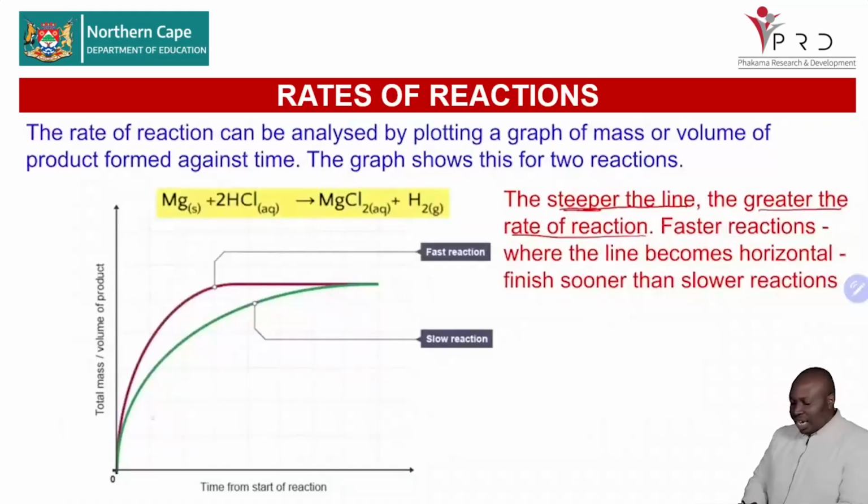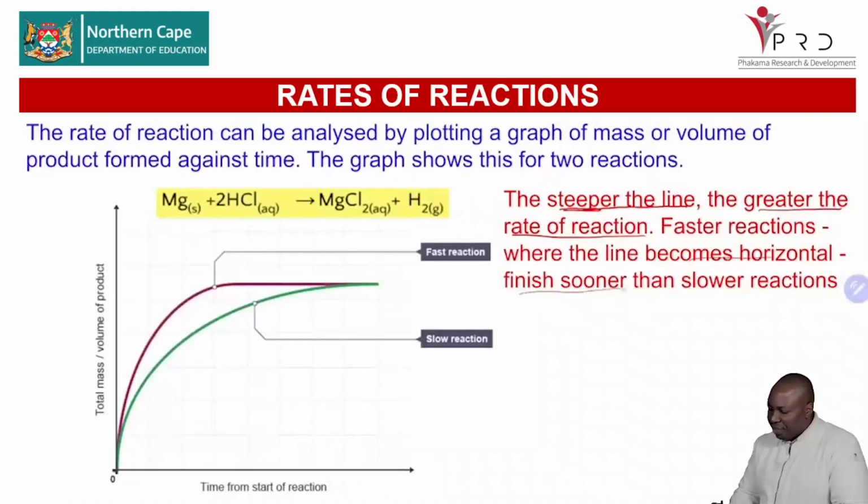So if you are given a curve, the green one, and we say draw the curve when the temperature is increased, obviously the curve must become steeper to show that we have increased. When the graph becomes steeper, we have increased the rate of reaction. The faster reaction, which is this one now, becomes horizontal sooner. So you can see that it's horizontal from there. It means that the reaction reaches completion faster than the one where the factor was not increased.